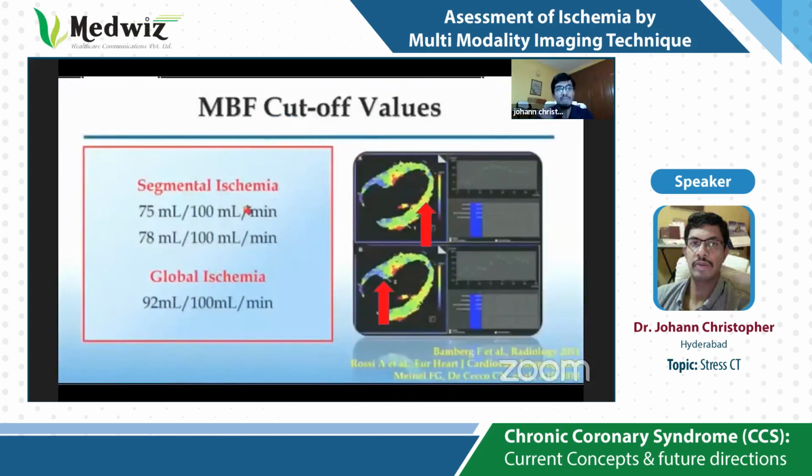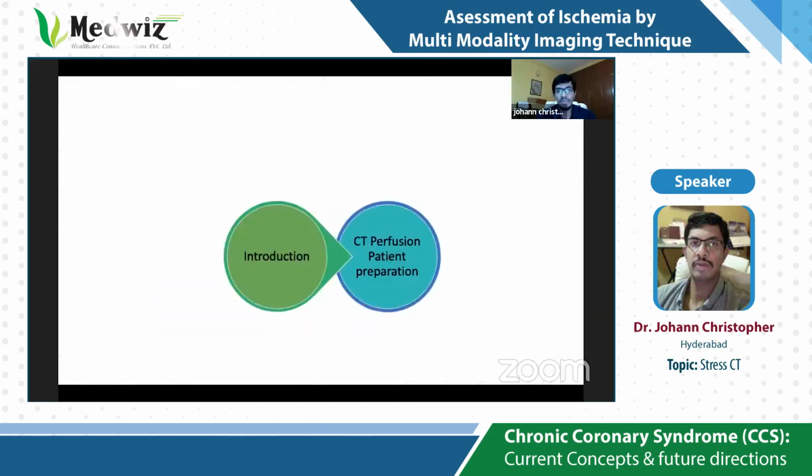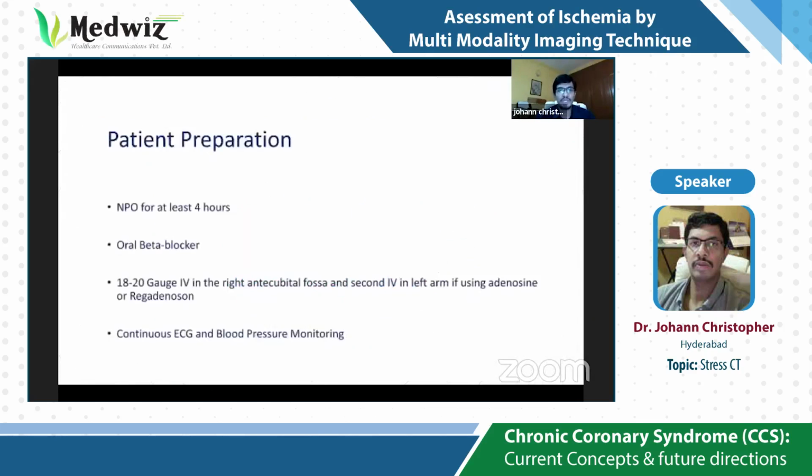And when you start getting blood flow, you start getting cutoff values, which can be used in patients in a sequential manner or in research studies for both segmental and global level. What it also does bring beyond the PET scan is the transmural perfusion ratio because of its excellent spatial resolution. So you can actually look at blood flow in the subendocardium versus the subepicardium, and any value more than 1 is normal.